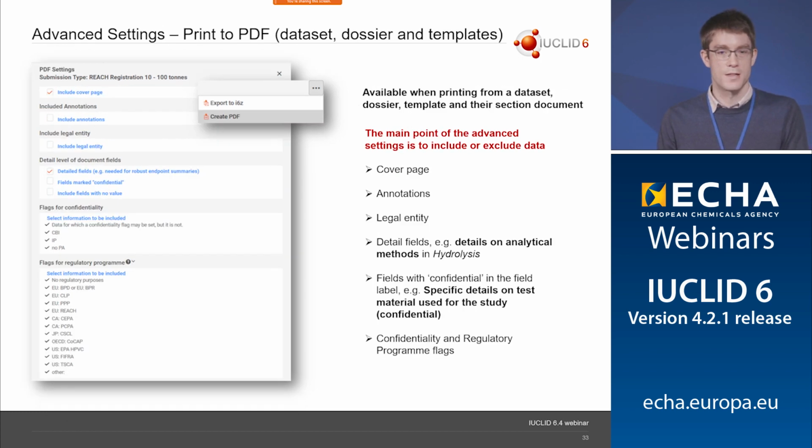And likewise, we now also have the advanced settings when you print to PDF for datasets, dossiers, and templates. This is also available when you're printing directly from a section document, such as hydrolysis or repeated dose toxicity, etc. Again, the main point of these advanced settings is to include or exclude data. This is a little different from the export. So when you're printing PDF, you can choose to include or exclude a cover page, annotations, a legal entity, and again, the detail fields, the fields marked with confidential, as well as the confidential and regulatory program flags.